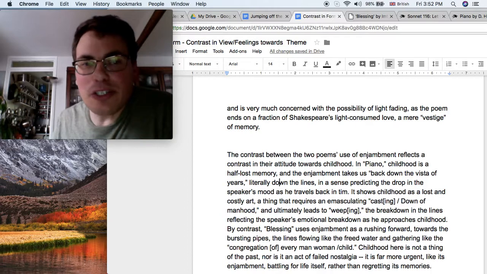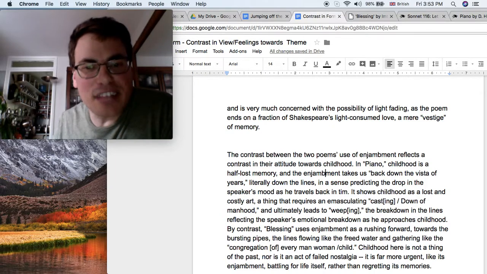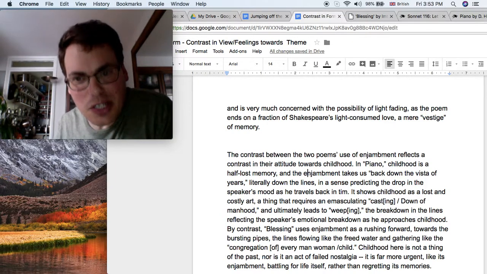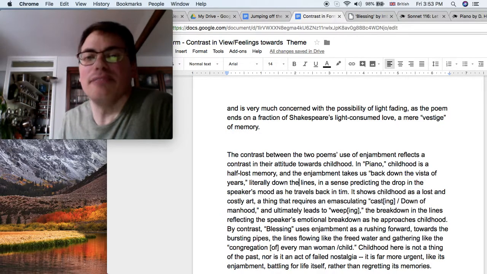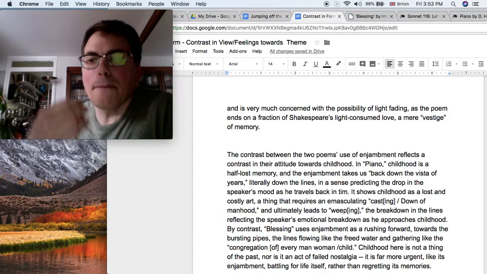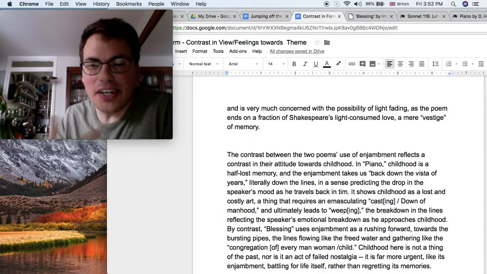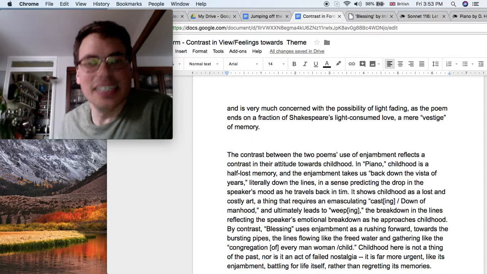Now, enjambment. You guys know how much I love enjambment. The contrast between the two poems' use of enjambment reflects a contrast in their attitude towards childhood. In Piano, childhood is a half-lost memory, and the enjambment takes us back down the vista of years, literally down the lines.